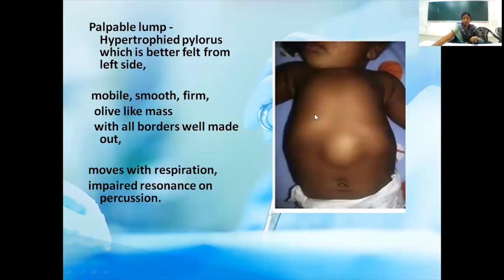We also see a palpable lump. This is the most important clinical finding of hypertrophic pyloric stenosis. This is better felt from the left side. This is mobile and it is an olive-like mass which is smooth and firm in consistency with well-defined borders. This moves with respiration and on percussion it is a dull note.